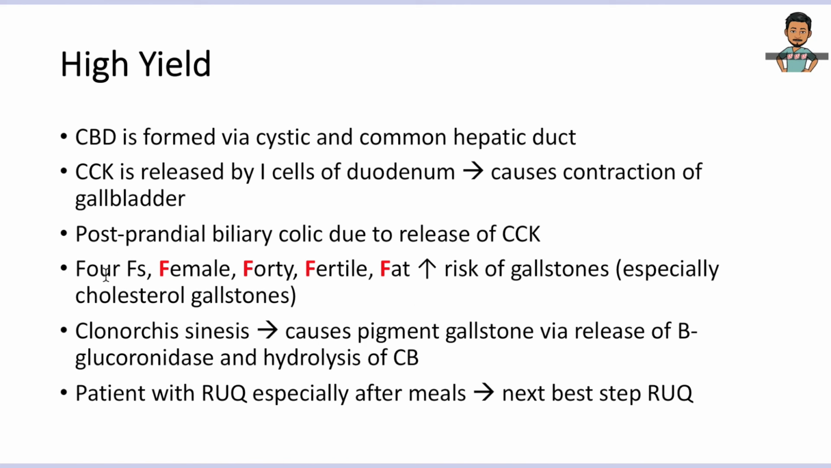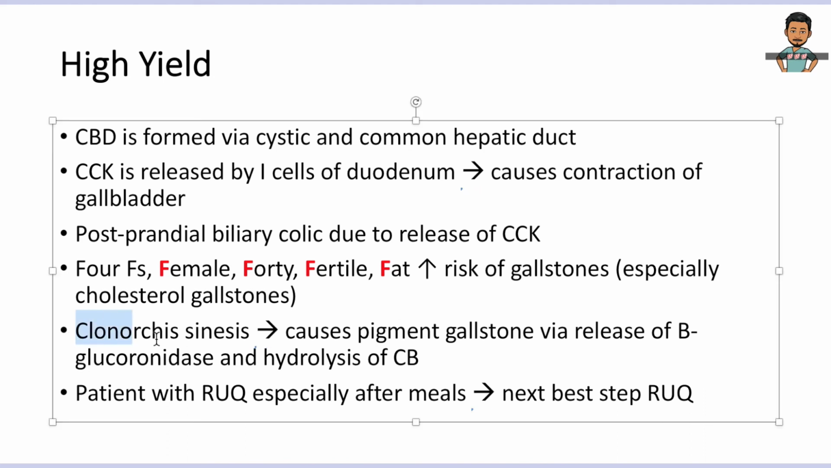There's the 4 Fs, a famous mnemonic used to remember the causes of gallstones. These include female, 40, fertile, and fat. They increase the risk, especially of cholesterol gallstones, and you should remember this liver fluke. It causes pigmented gallstones via release of beta-glucuronidase and hydrolysis of conjugated bilirubin. And patients with right upper quadrant pain, especially after meals, the next best step is a right upper quadrant ultrasound.